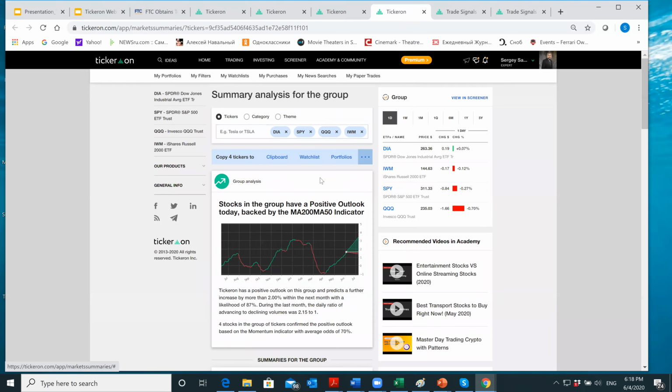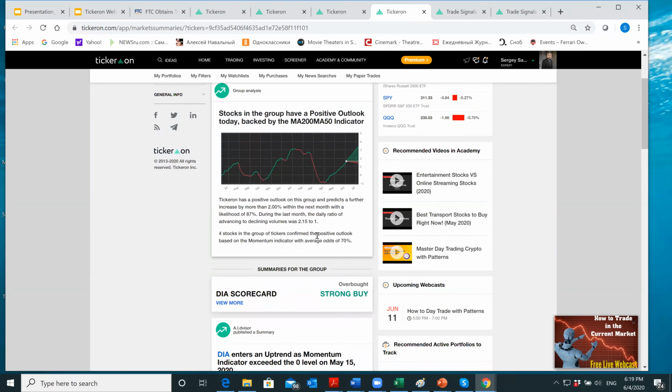And now what I see is, you've seen this chart before, it's a group analysis. What it means is the system has a proprietary approach to analyze buyers and sellers. As you can see, with 87% it is going to go up, and then 2 to 1 buyers to sellers. So what it means is the market is going to continue to go up.